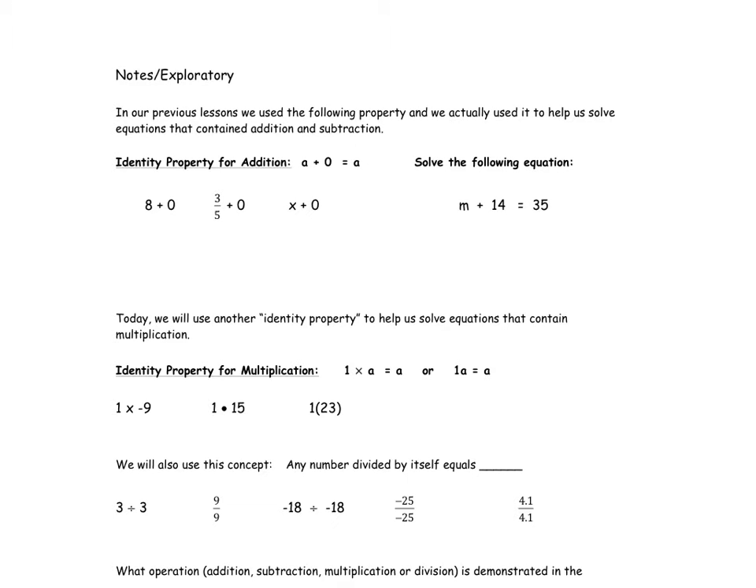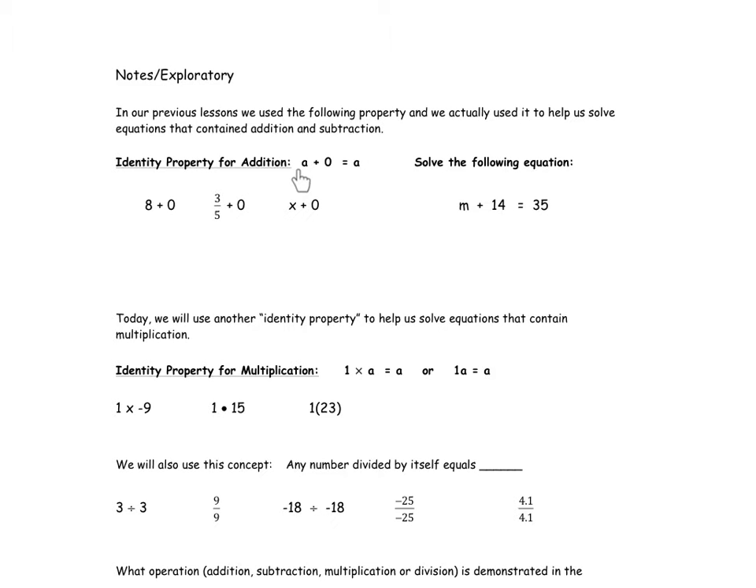Hello, today we're going to be solving equations using division, and we want to try to tie past learning to what's coming up next. So in our previous lessons we used the following property, and we actually used it to help us solve equations that contained addition and subtraction, and that property is called the identity property for addition. A property is just a rule that works for every number.